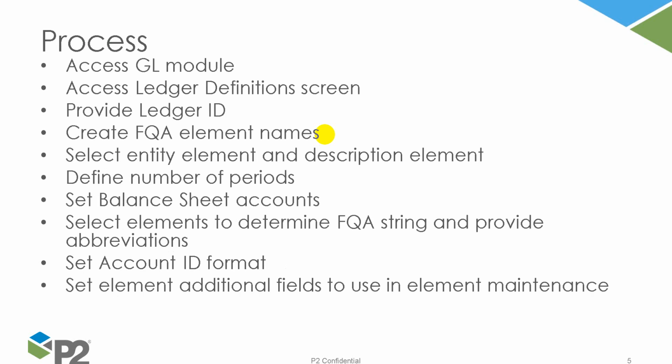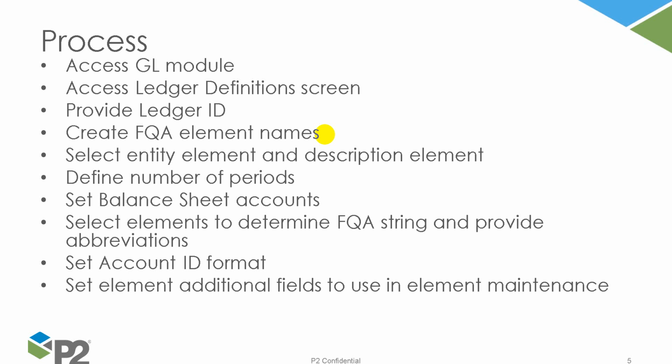The process is basically as follows. So first we need to access the general ledger module. Then we have to go to the ledger definition screen. We will provide the ledger ID. We will then create the FQA element names or types. So entity, account, AFE, and so on.